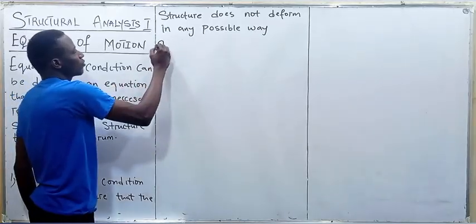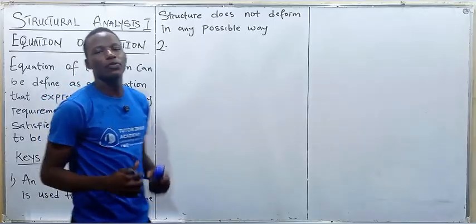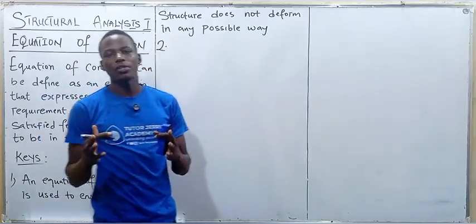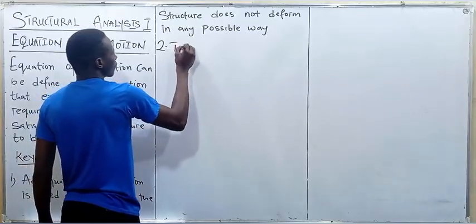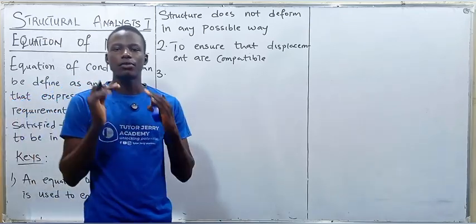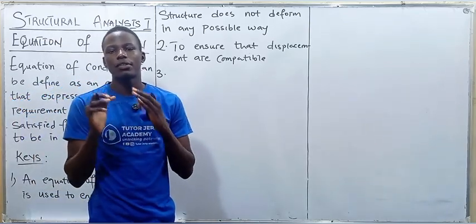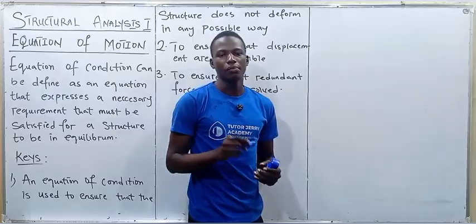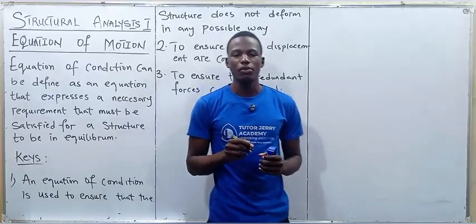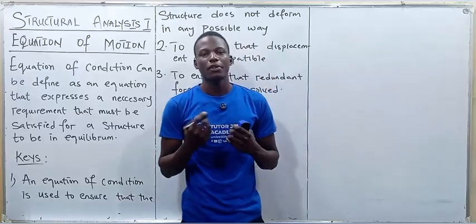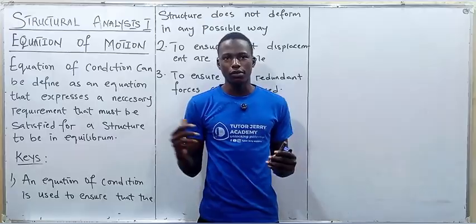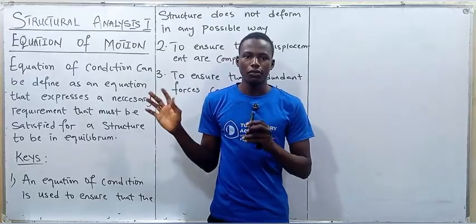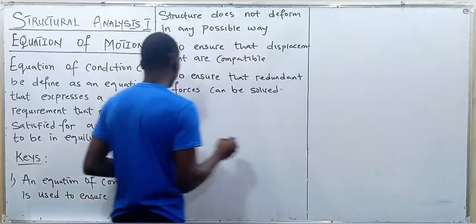So we have number 2 here. Number 2, an equation of condition is used to ensure that displacements are compatible. Number 3, to ensure that redundant forces can be solved. Those are the three reasons why we use equations of condition. We are going to be going into the examples of equations of condition. All right, so let's look at the examples.